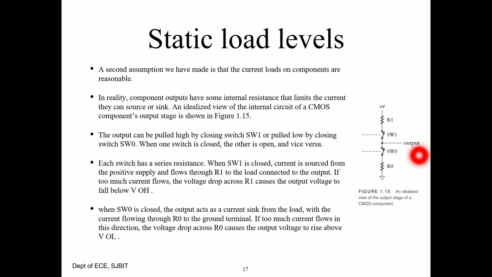And suppose too much current is flowing, then R1 will protect. It will stop the current flow across the output, so it will make sure that the output voltage does not fall below VOH. Similarly, the case with switch 0. When switch 0 is closed and too much current is sinking from the load, the current flow through this resistance R0 to the terminal has to be avoided. For that purpose, resistance R0 comes into the picture. So it will make sure that the voltage will not go below VOL.